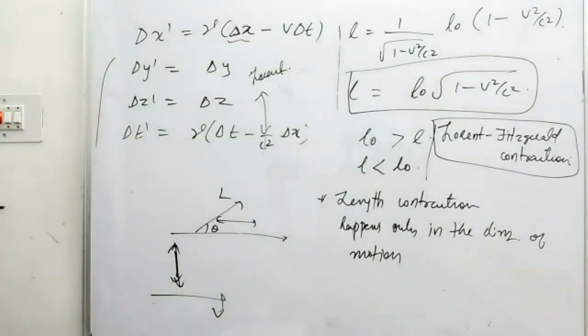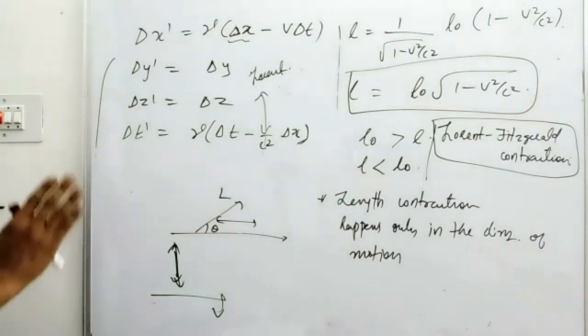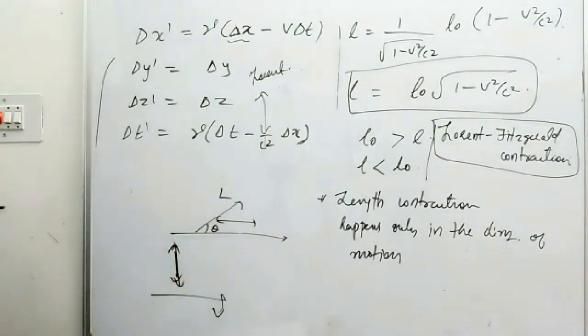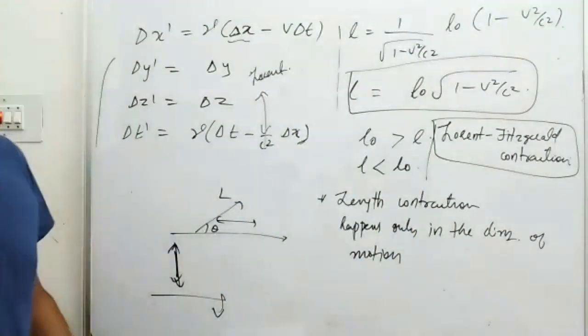Is this clear? Is there any doubt in these arguments? We just used the Lorentz transformation. We just looked at the consequences of Lorentz transformations. We had loss of simultaneity, the effect called time dilation, and we also have length contraction.